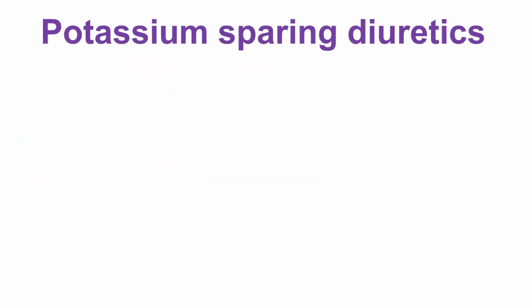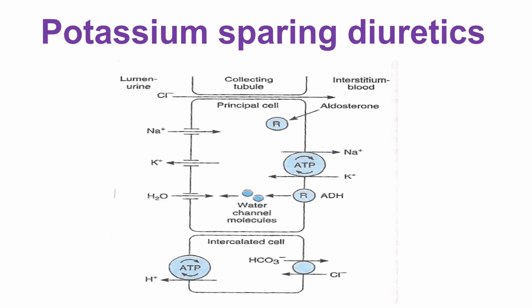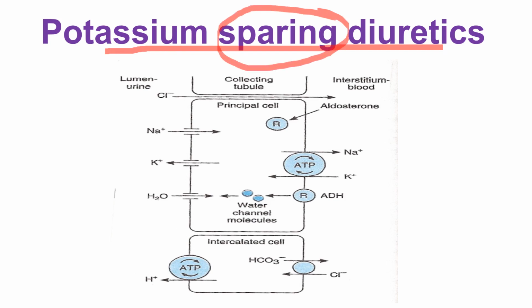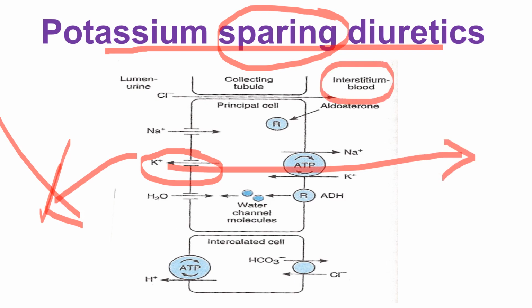That's it. So potassium sparing diuretics, you need to know what is the mechanism of action. So as you have seen in the title itself, potassium sparing diuretics. Sparing is nothing but, in this diuretic it won't secrete the potassium, it will save. Sparing is, you can also know it as saving the potassium into the body itself. This potassium won't be excreted. Fine. It will be saved into the body, into the interstitium blood. That's it.